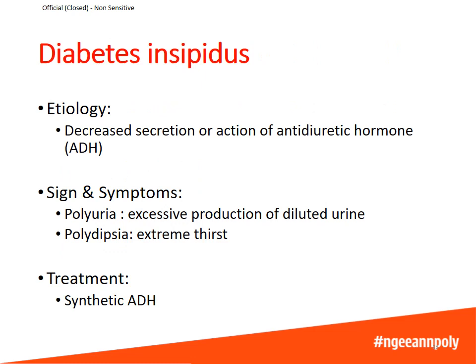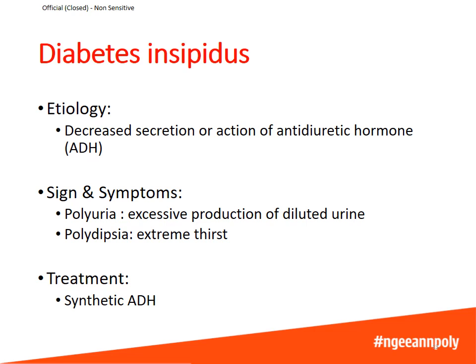Diabetes insipidus is caused by decreased secretion or action of antidiuretic hormone. ADH increases the reabsorption of water at the kidneys. So, without sufficient ADH, excessive dilute urine is produced. This is known as polyuria.